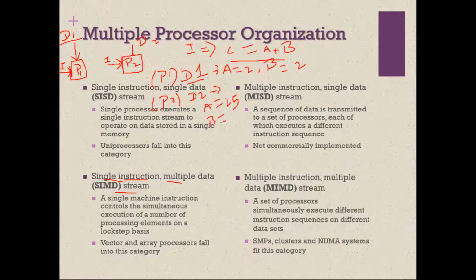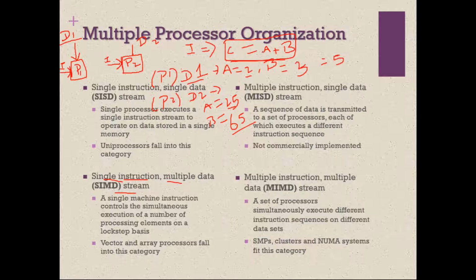Now both these processors are going to perform the same operation, that is, they are going to execute the same instruction, C is equal to A plus B, but the data on which they are going to operate is different. P1 is going to operate on these two data, 2 and 3, whereas P2 is going to operate on the data 25 and 65. So P1 will give a result 5. So processor P1 will have its own registers, right?